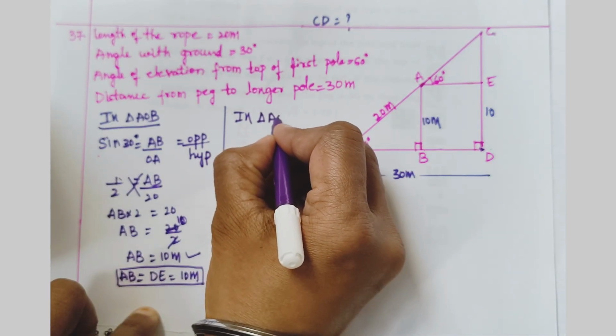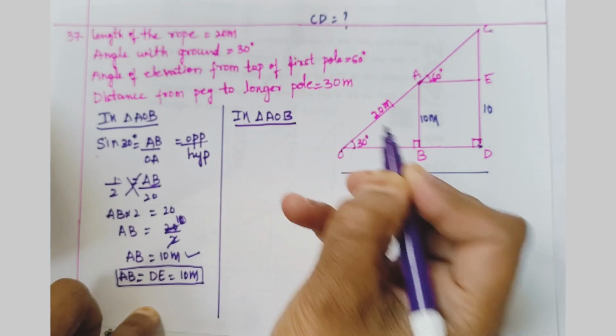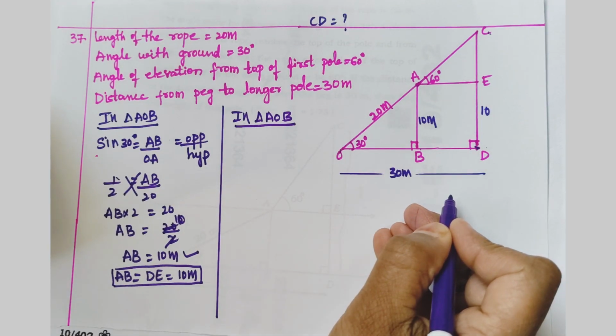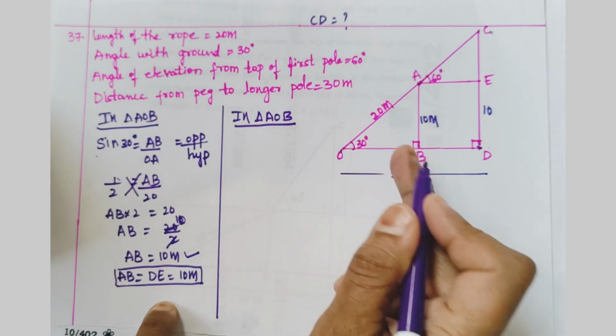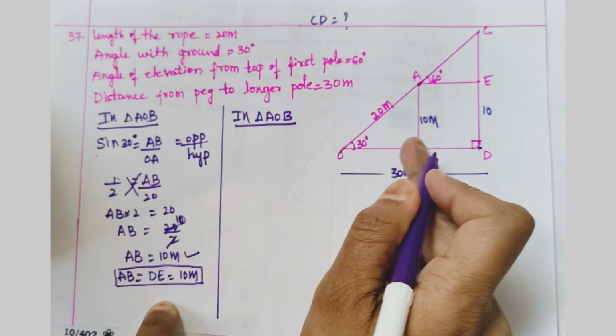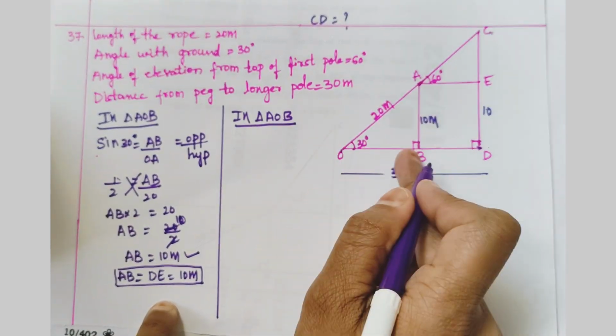In triangle AOB, same triangle, now we will take cos 30. Cos means adjacent by hypotenuse. Now you will get the adjacent, OB, as the answer.